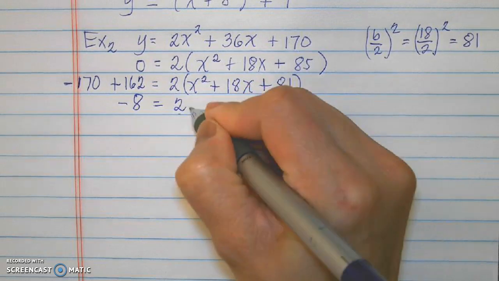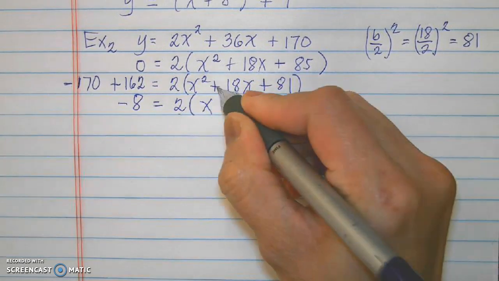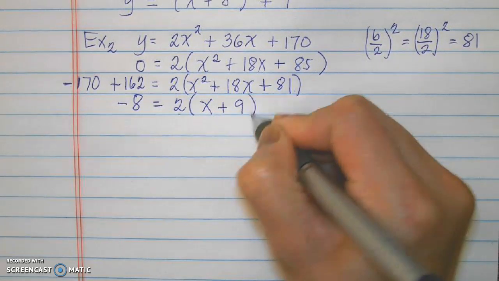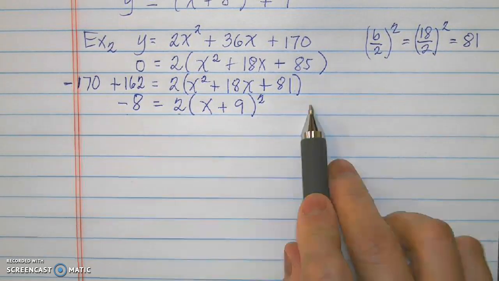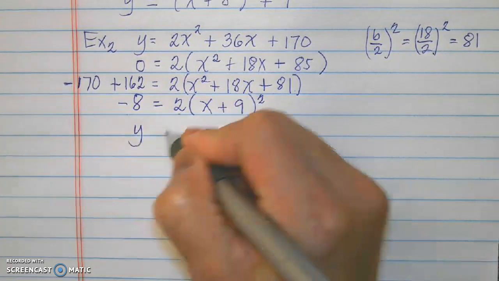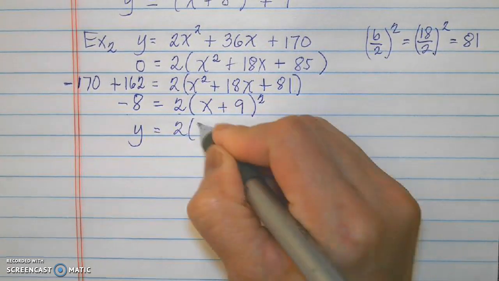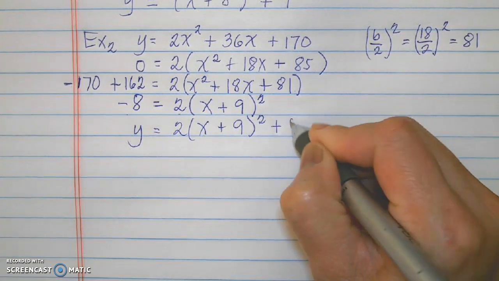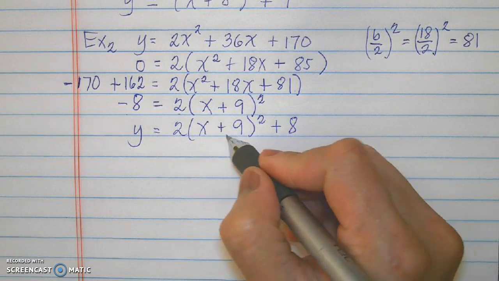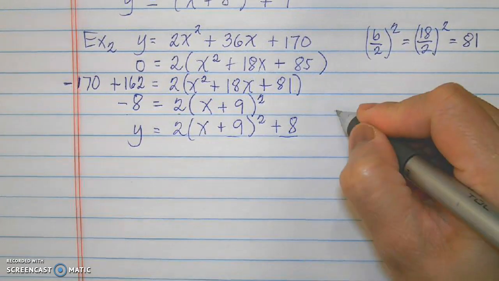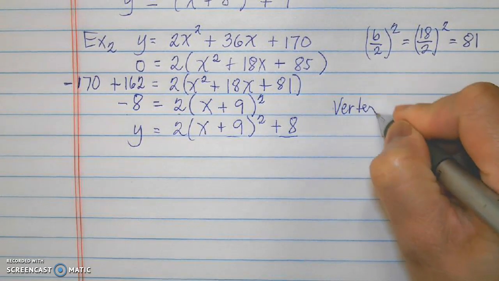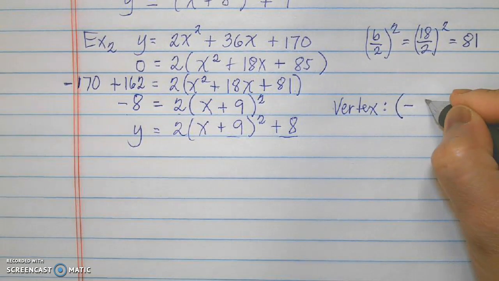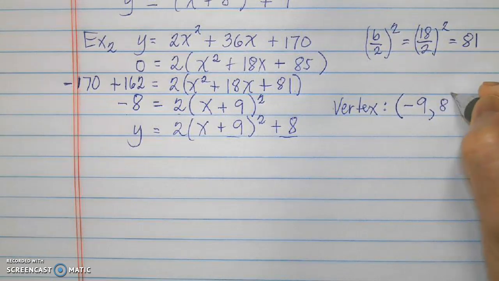So you have 2x, copy the sign of the middle number, get the square root of 81, which is a 9, square that, and put this back on the other side. So that now turns to y equals 2(x plus 9) squared plus 8. This now is our h and k. So our vertex has the coordinates negative 9 and positive 8.